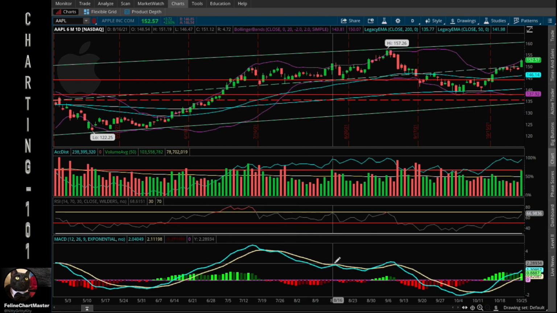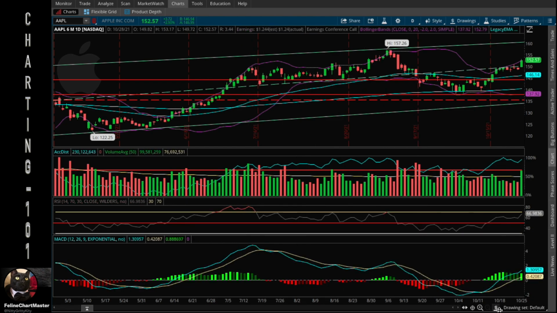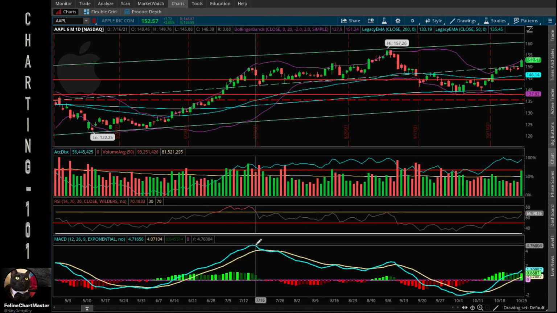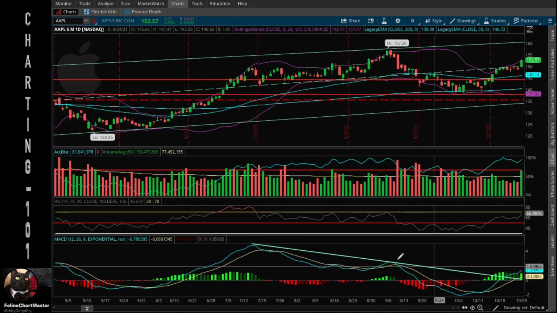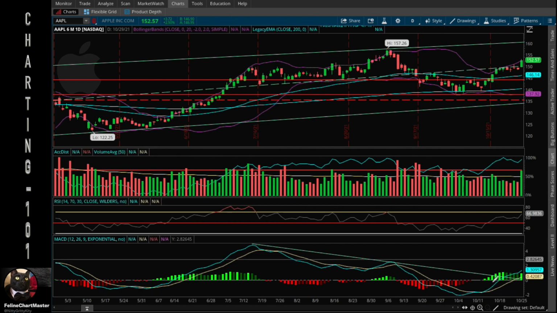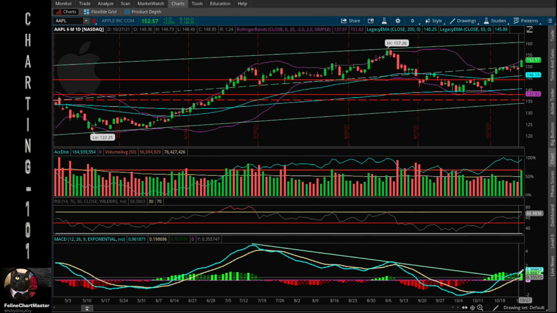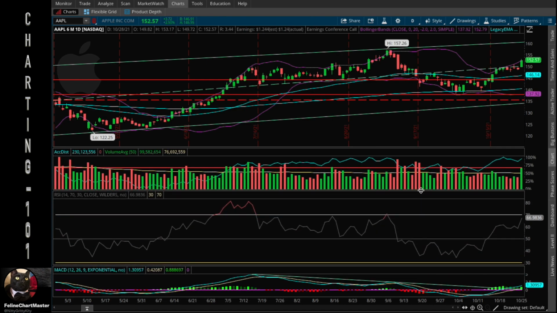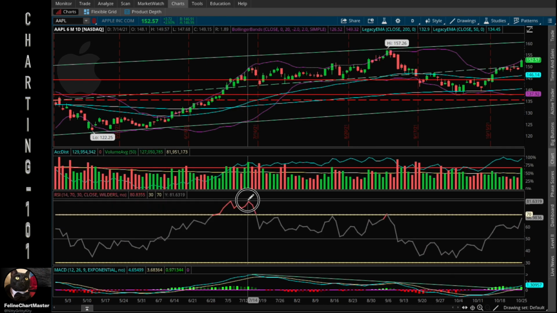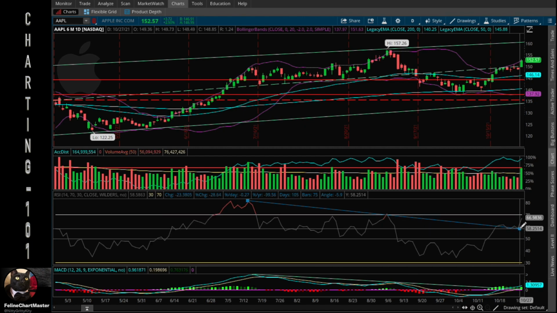In addition, the MACD had been trending down, and you can draw trend lines on RSI and MACDs just like you can on price. So you're waiting for this downwards MACD trend to be broken, which it was being broken right over here, okay? With the RSI, you're looking for similar things, okay? Here's the downtrend, you could say, on the RSI.